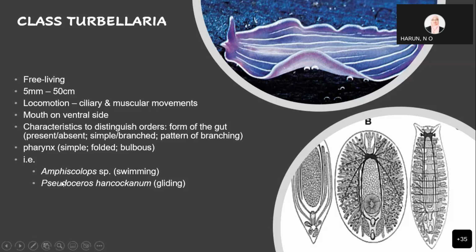Contoh, Amphicoleps species iaitu dia boleh swimming. Manakala Pseudocerus and Coccanum adalah cara gliding. They glide from one place to another. Okay, this is one of the examples. Okay, the gut. Tengok gut dia kat dalam ni. Bagaimana perut-perut dia, sama ada ada ataupun tak ada. Simple, and this one adalah branches. This one also branches. Then also pada masa yang sama kita kena tengok the pattern of the branch. Yang ni pattern macam ni. Yang this one adalah pattern like this one. And then this one is very simple one.